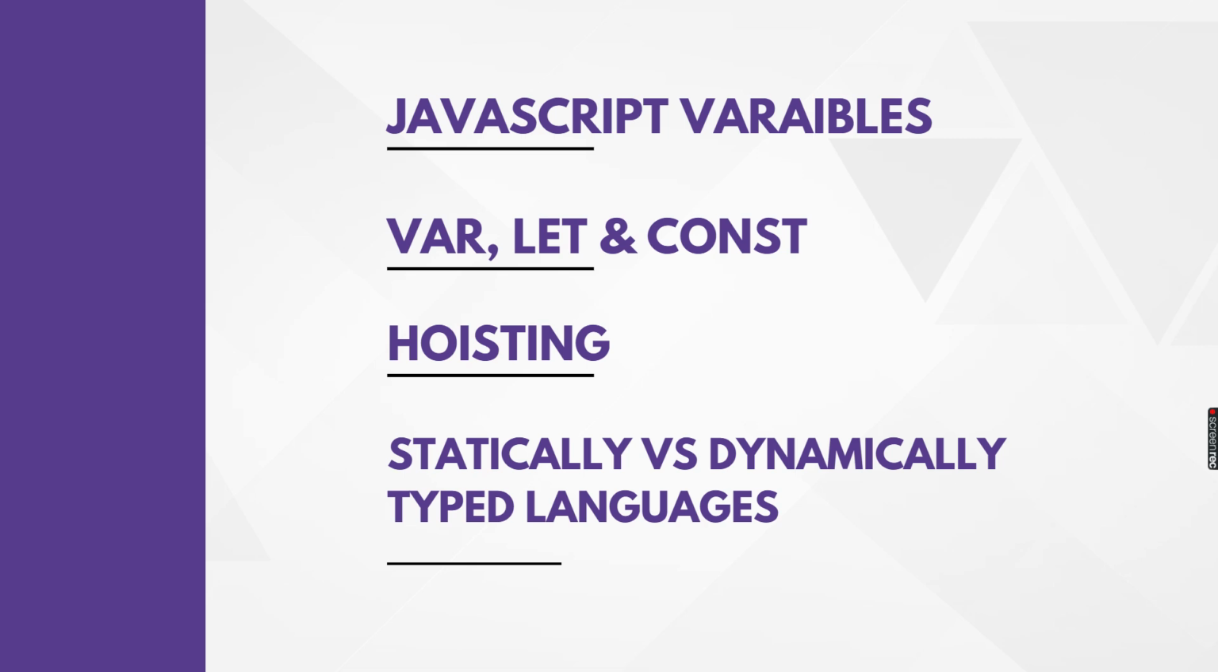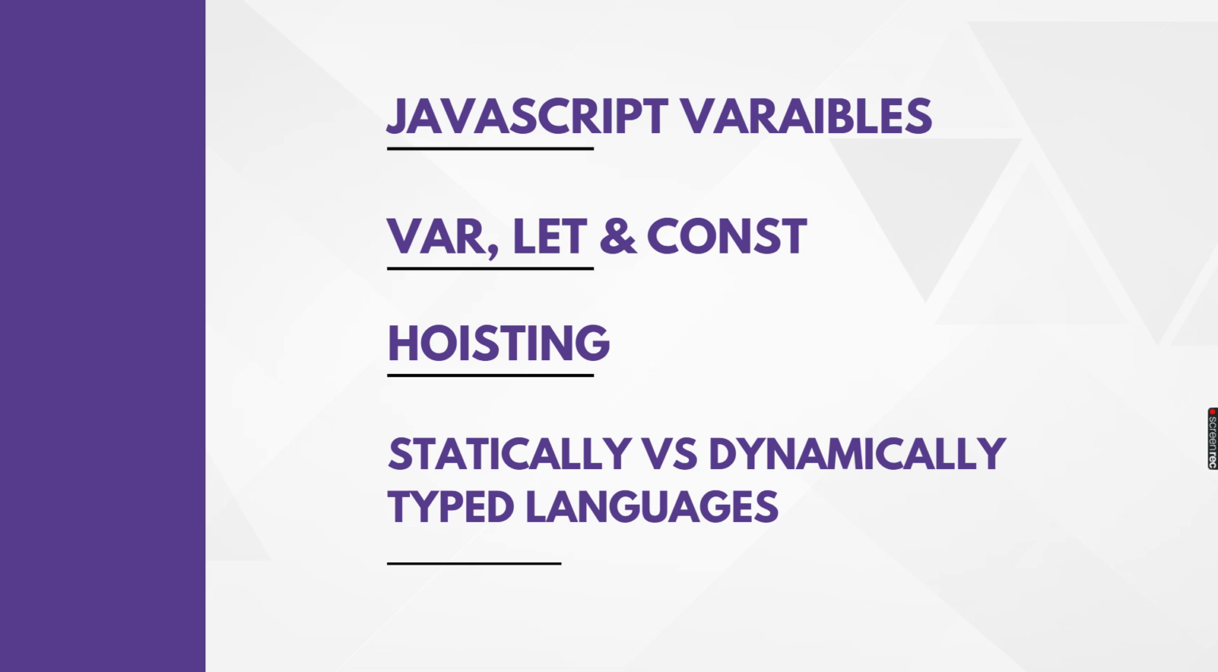So var, let and const are used to declare variables in JavaScript, but they behave differently in terms of scope, redeclaration and reassignment. var is function scoped and can be redeclared and then reassigned. let is block scoped, and while it can be reassigned, it cannot be redeclared within the same block. const is block scoped, cannot be redeclared, and its value cannot be reassigned. This is the difference between var, let and const.